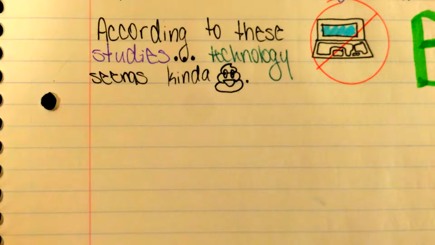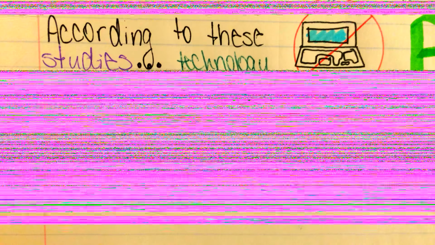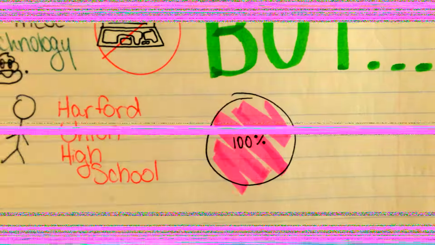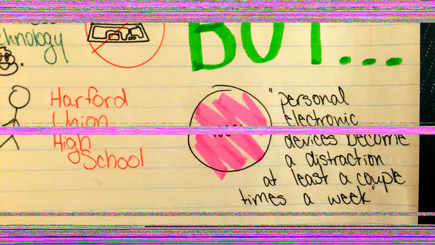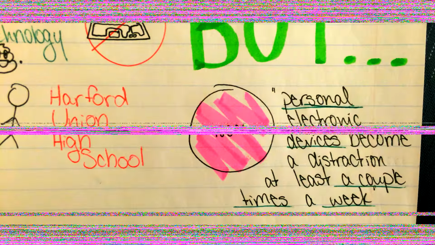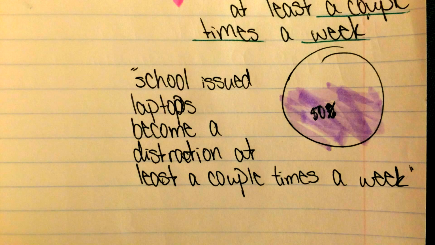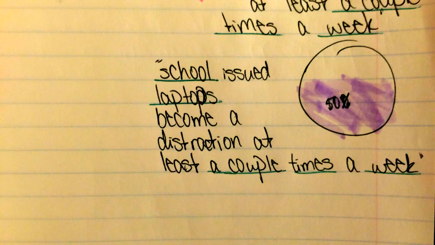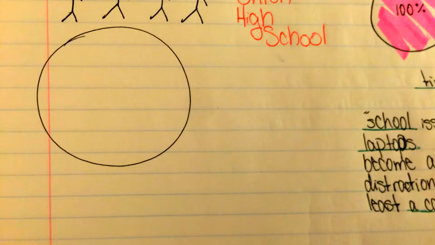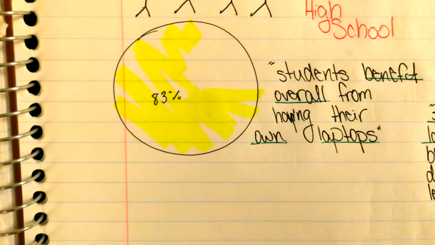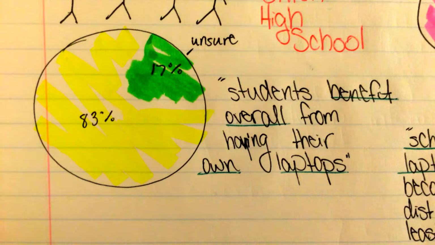I surveyed a number of teachers from my previous school, Hartford Union High School. Of the teachers in the survey, 100% of them reported that personal electronic devices became a distraction at least a couple times a week, meaning some reported it being more often. And of those teachers, 50% of them said school-issued laptops were a distraction. But of the teachers surveyed, 83% of them reported that students seemed to benefit overall from having their own laptops anyway.